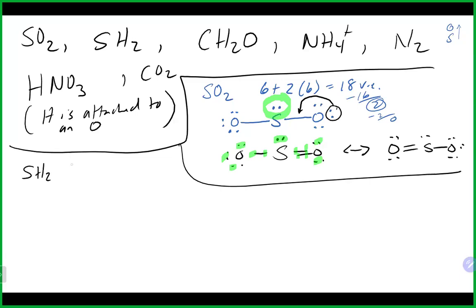SH2, so again, sulfur is 6. There are 2 hydrogens at 1 each. That's 8 valence electrons here. Obviously, in this case, sulfur has to go in the middle because we should never put hydrogen in the middle. So just going to arrange it just like we did previously. Once again, we're just going to do a single bond to each of the outside. At this point, that's going to be 4 electrons that I've used. I got 4 more to go.